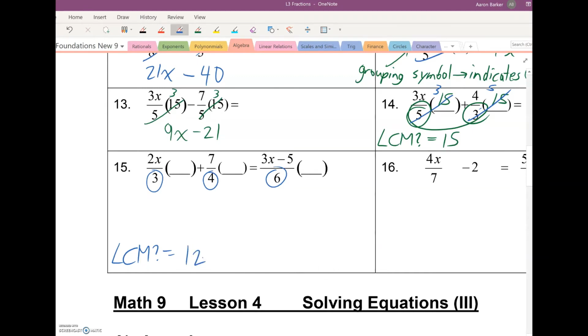12 is the lowest common multiple. So multiply everything by 12. And so you get canceling going on, and that gives you 8x. Cancels to 3, gives you 21. Your equal sign should always line up. And here it cancels to 2.